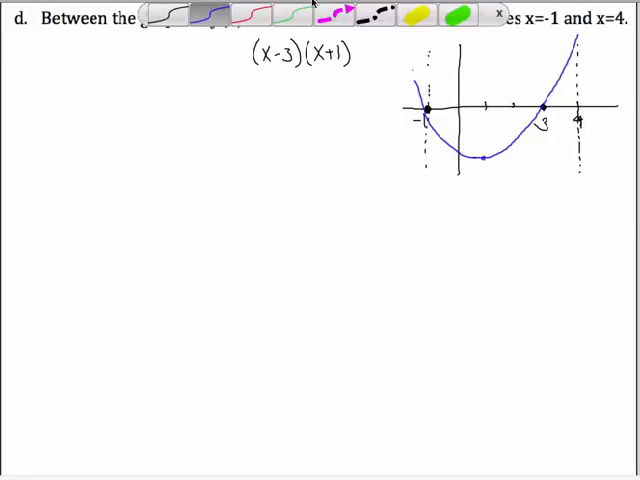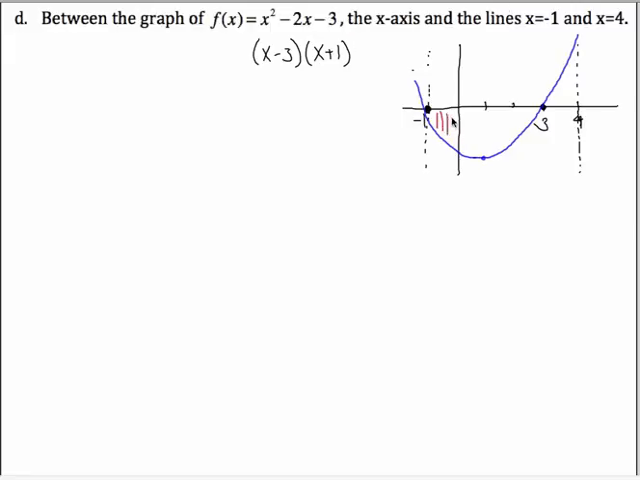So we want to know the area here and here. And notice that from negative 1 to 3, this is below the x-axis, and from 3 to 4, it's above. But we want to know the area between the curve and the x-axis, and then these boundaries. So we're going to find the positive area.